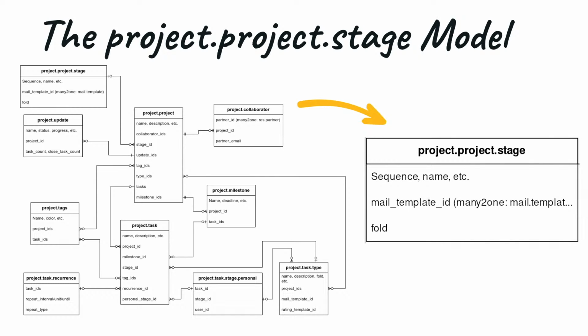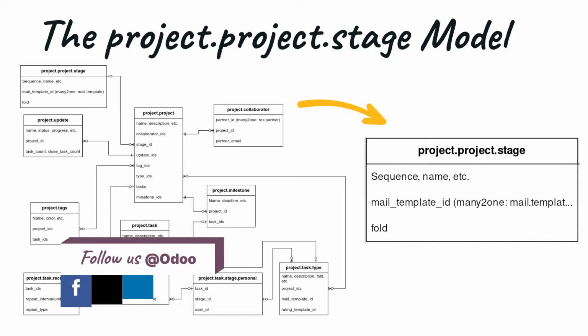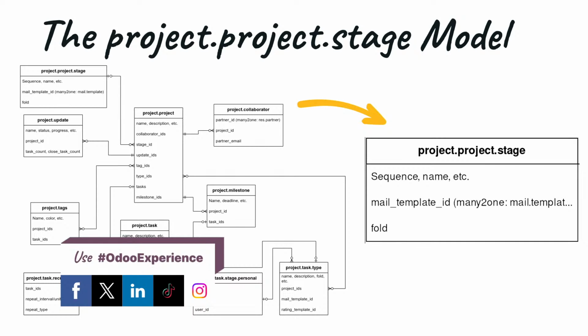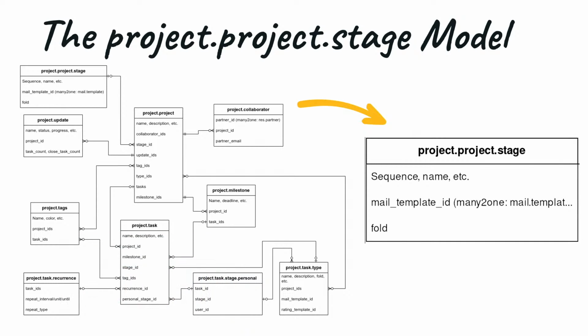Now, we have the project.project.stage model, which represents the project stages. They're similar to task stages. A project can be at a given stage at a given time. So it has fields such as the sequence, the name of the stage, whether the stage is folded or not in the Kanban view, and it also has the mail_template_id field, which is a many-to-one pointing to the mail.template model. That is mainly used for automations: when the project has reached a specific stage, we send out an automatic email.